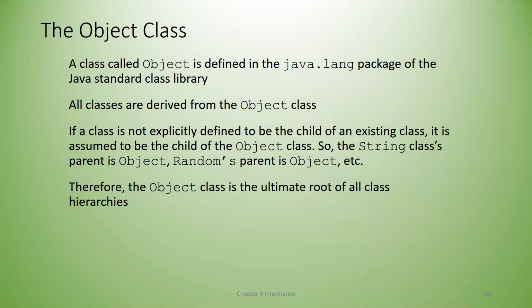The object class. Object, uppercase, everybody, remember this is uppercase. It's defined in the java.lang package of the Java standard library. All classes are derived from the object class. Any class is an object. If a class is not explicitly defined to be the child of an existing class, it is assumed to be the child of the object class. So the string class's parent is object, random's parent is object.